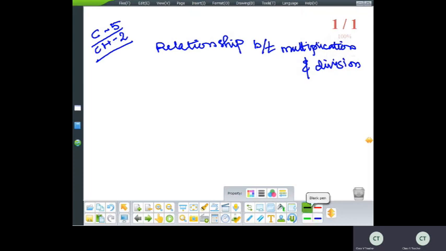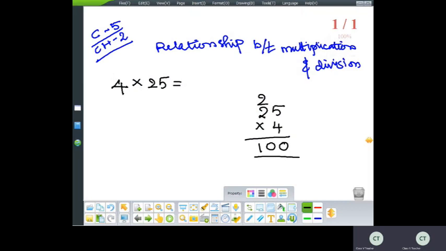Simple example, let us take 4 into 25. Let us do this. 25 into 4. 4 5s are 20, 0, 2. 4 2s are 8, 9, 10, 100. How much did you get? 100. So this is the multiplication form. Yes or no? This is the multiplication form.